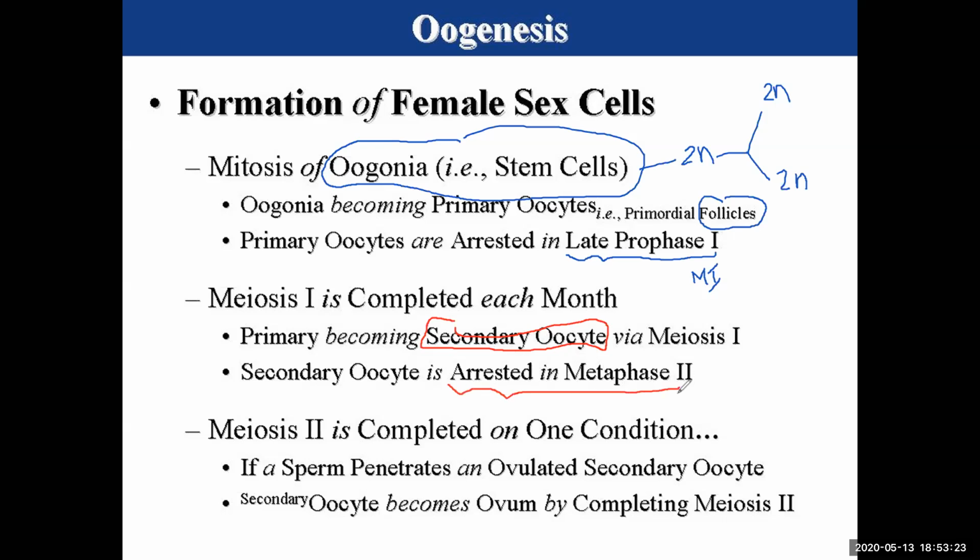So this is part of meiosis 2. And it will complete meiosis only if this secondary oocyte is fertilized by a sperm. So if a sperm penetrates a secondary oocyte, then that secondary oocyte completes meiosis 2. And once it completes meiosis 2, it has a unique name called ovum.